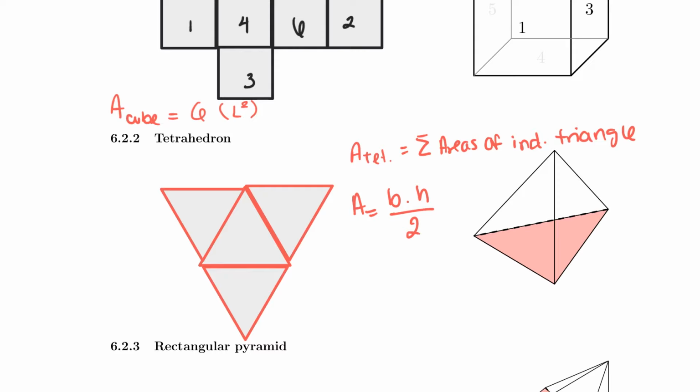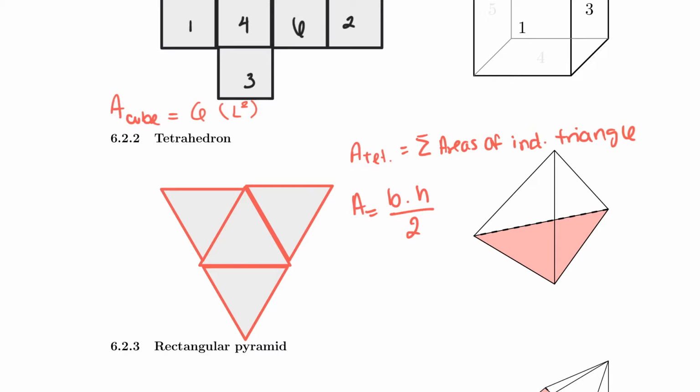Also for the tetrahedron, we have the regular tetrahedron, which is composed of 4 equilateral triangles. Remember that an equilateral triangle has all sides of the same length, so you basically have 4 equal triangles, but that's the regular tetrahedron.